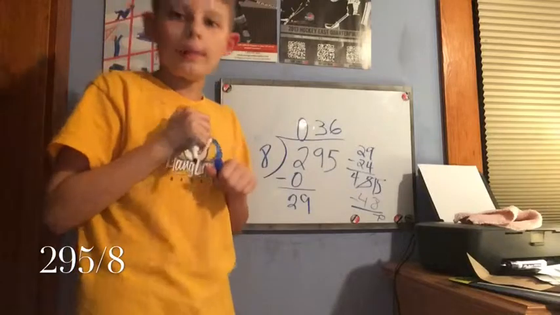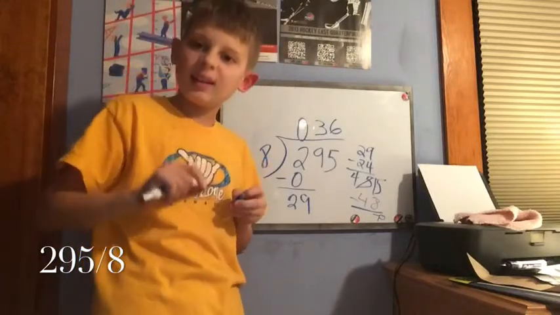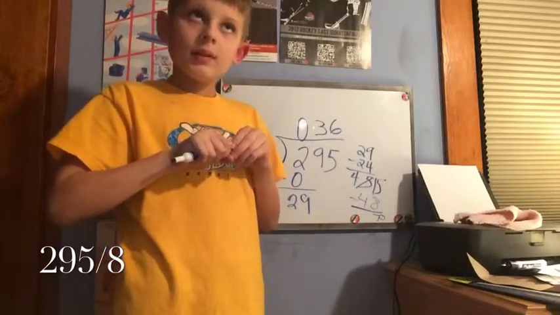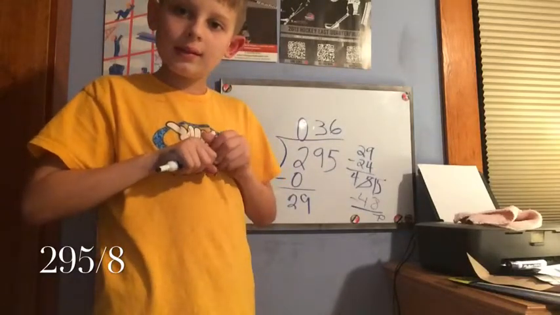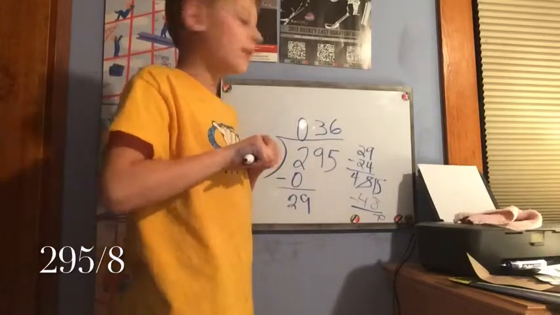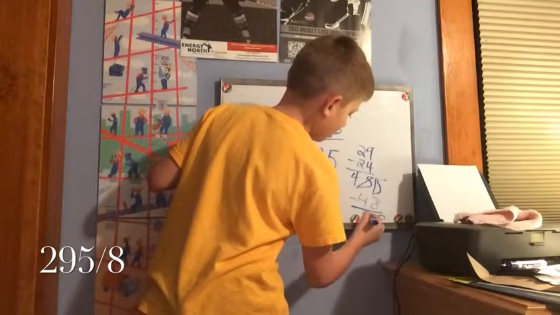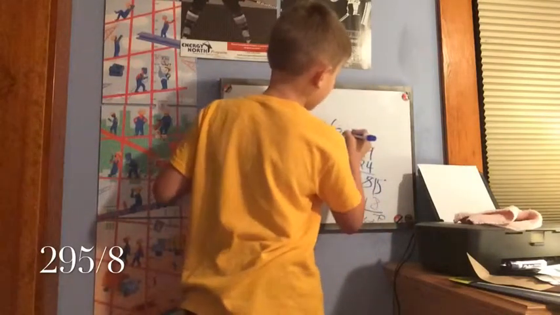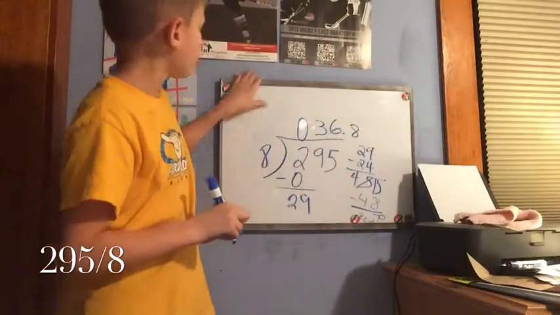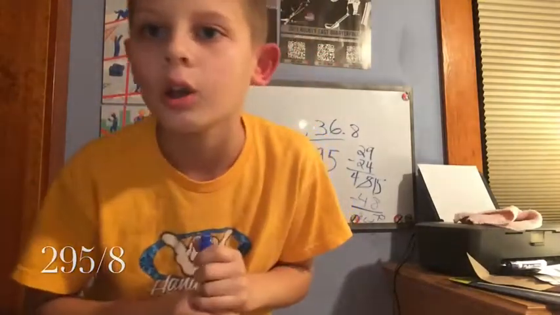Well, obviously, we know that 56 is 7 8's, 64 is 8 8's, and 72 is 9 8's. So it's only 8 8's. So we put an arrow and we put 8, decimal 8. So that was 36.8. You could erase that 0. But alright, let's move on to the next one.